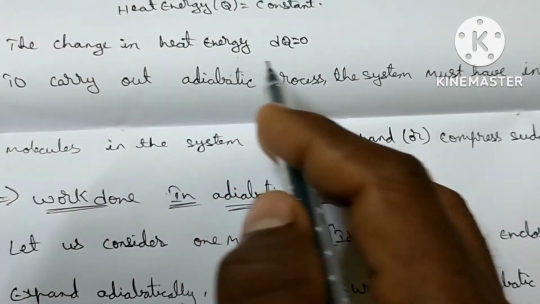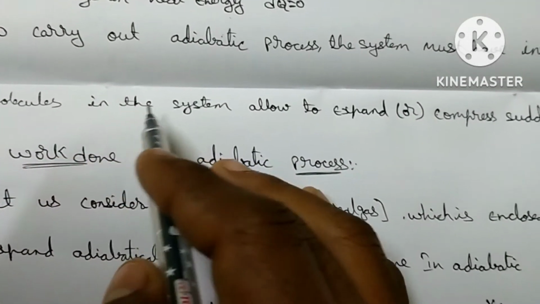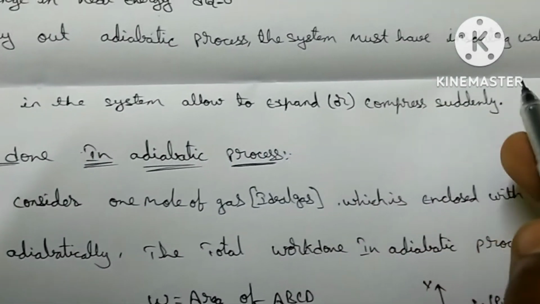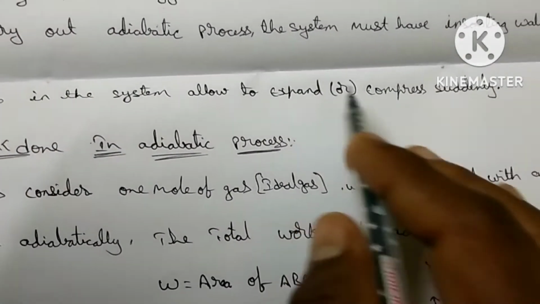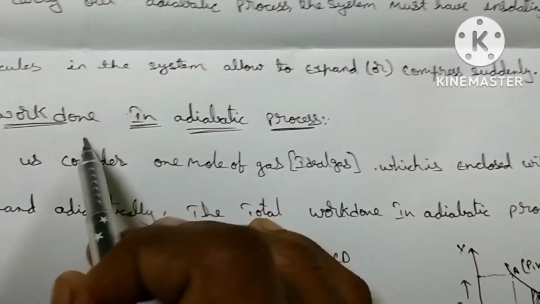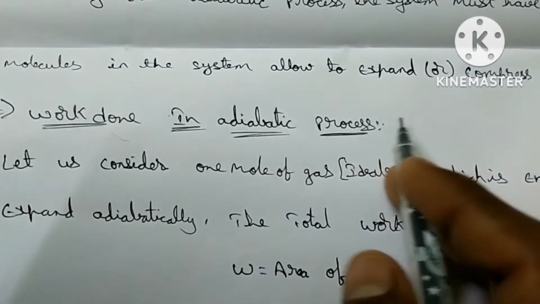To carry out adiabatic process, the system must have insulating walls and the gas molecules in the system are allowed to expand or compress suddenly. The gas which is used in adiabatic process is ideal gas, which is enclosed in a cylinder. Therefore, work done in adiabatic process.